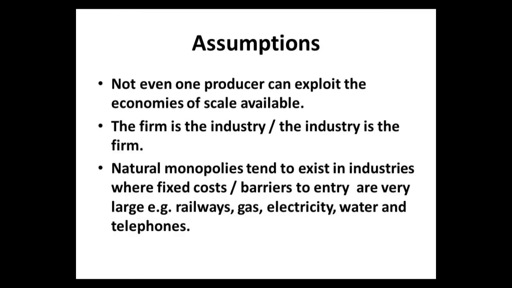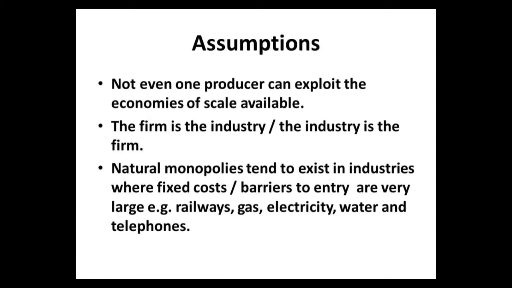This video explains the diagram for a natural monopoly. So we start by assuming that in this industry there's not even one producer who could exploit all of the economies of scale available. What that means is that the firm never reaches a point of diseconomies of scale, and therefore their average cost curve is always downward sloping. It never begins to slope upwards because it never reaches diseconomies of scale.